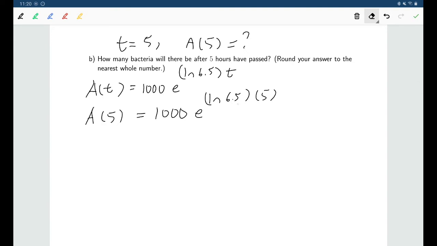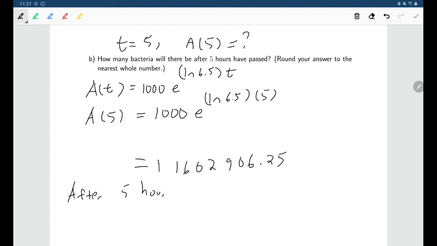In this case, natural log of 6.5 times 5 is the natural log itself, that whole expression, multiplied by 5, and both of those are the power of e. So e to the power of, left bracket, natural log of 6.5 times 5, right bracket. When I ran that through my calculator, I get 11,602,906.25. So that means that after 5 hours, there will be 11,602,906 bacteria in the dish.